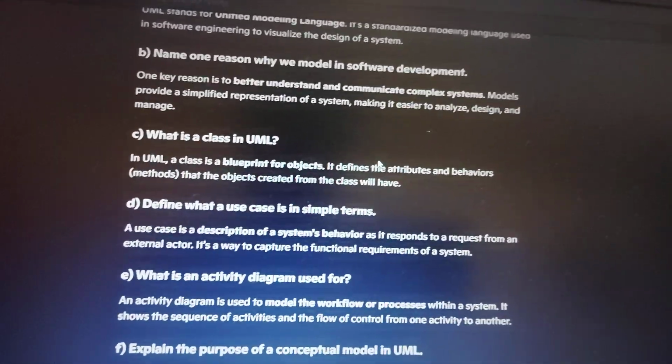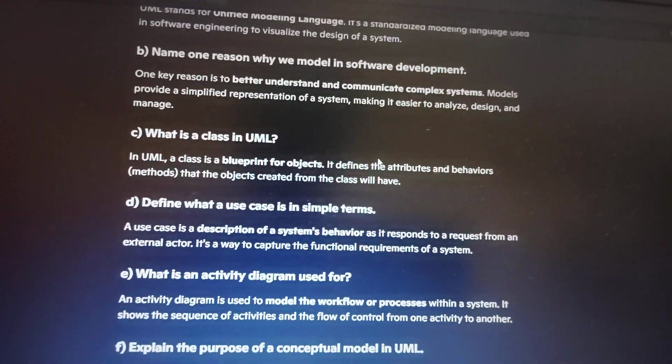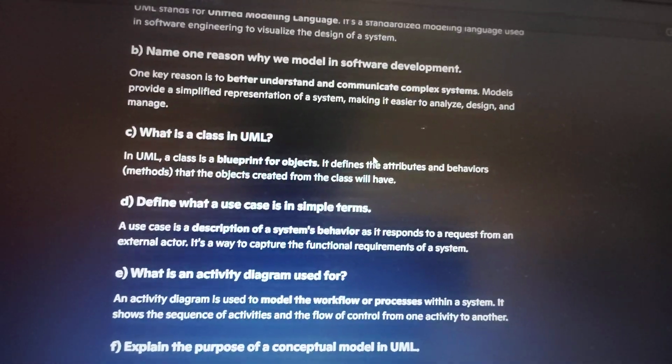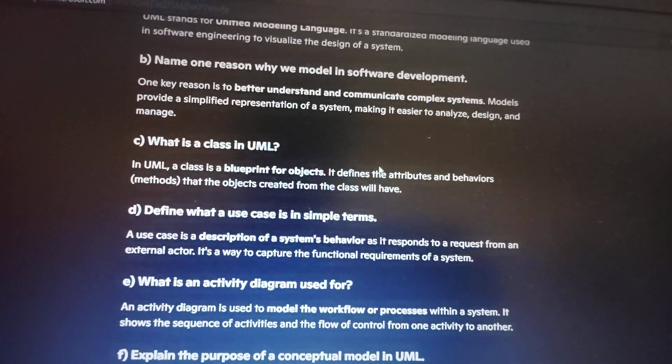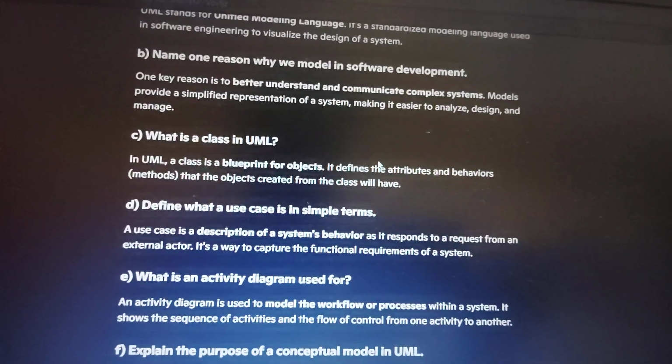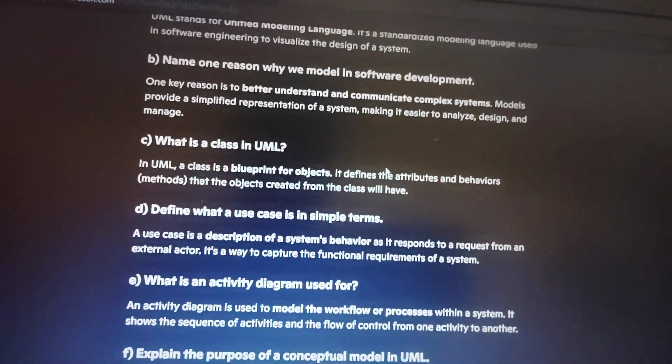Once again, just have a look. One key reason is for better understanding and communicating with complex systems. Models provide a simplified representation of a system, making it easier to analyze, design, and manage.